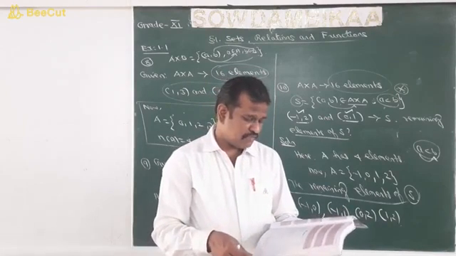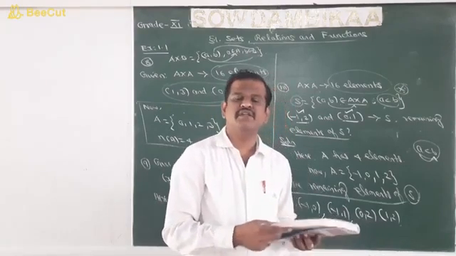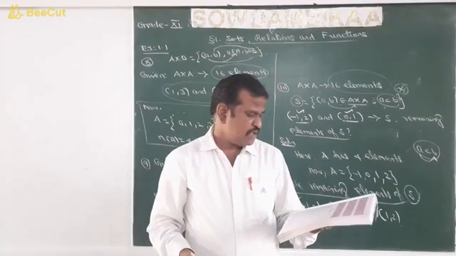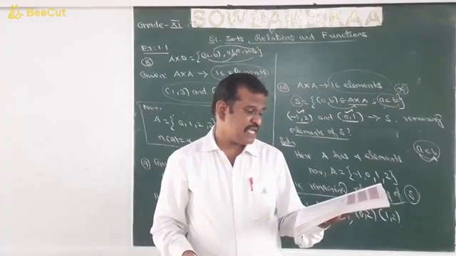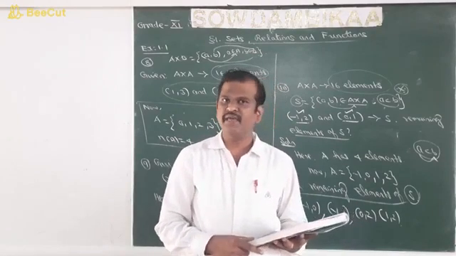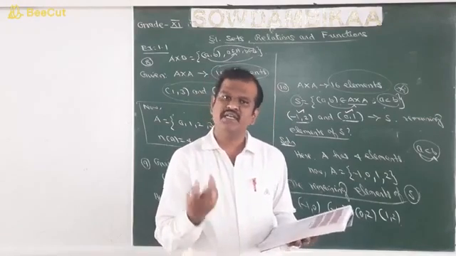And sum number 5, justify the truthness of a statement. When a statement is given, we have to say whether the statement is true or false. An element of a set can never be a subset of itself. You just think over it. We will discuss it in the next class.